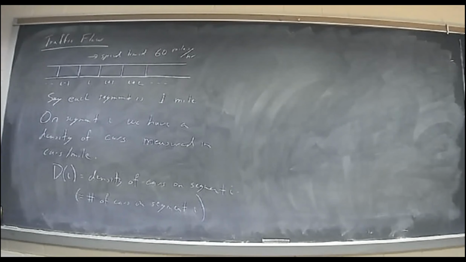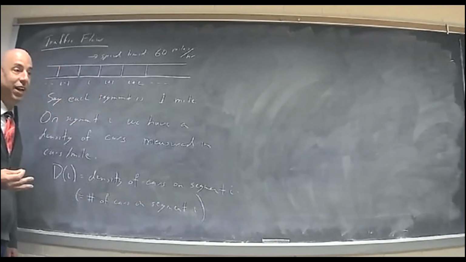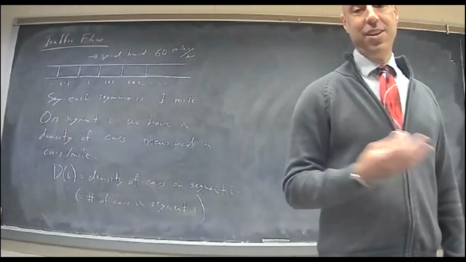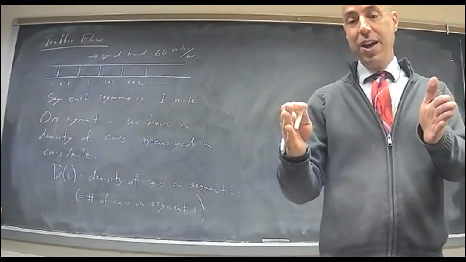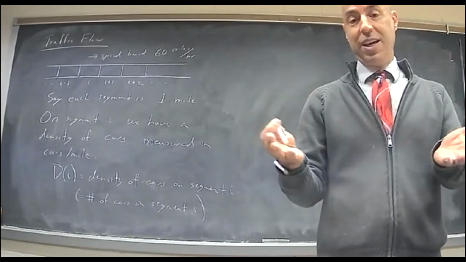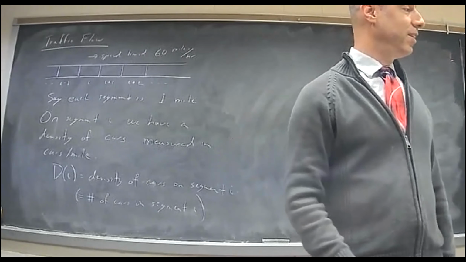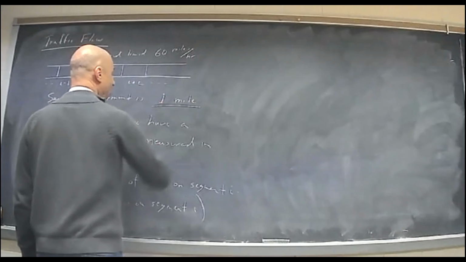So the density of cars on segment I, I'm sorry, I read that as number of cars total, not number of cars on segment. This last thing does say the number of cars total on segment I. Since each segment's 1 mile long, the density is equal to the number of cars. If I have a 1 mile long unit of road and there are 30 cars on it, then the density is 30 cars per mile in that segment. So it's just because I happened to pick each segment to be 1 mile long.